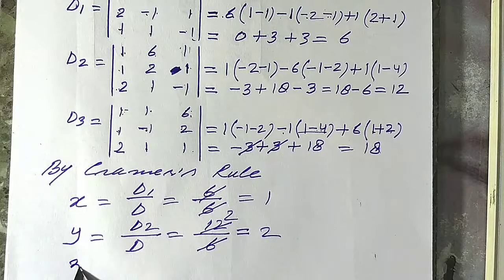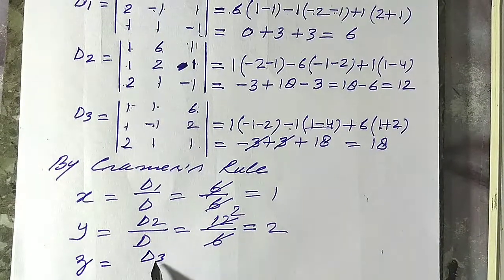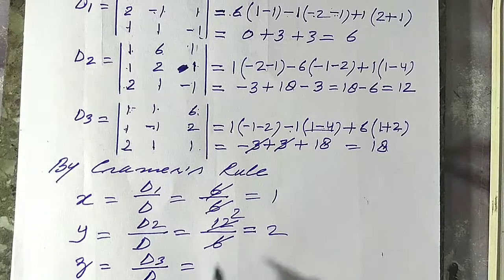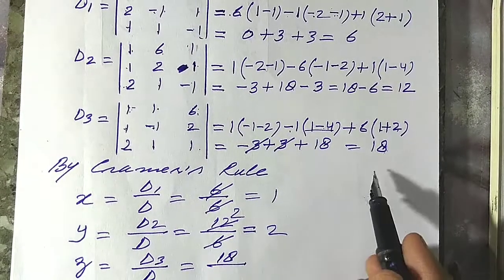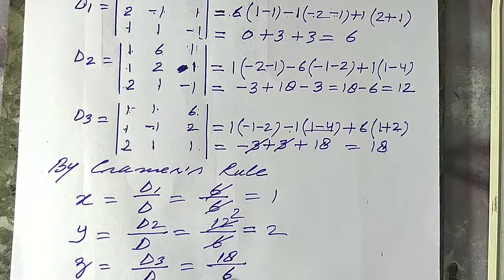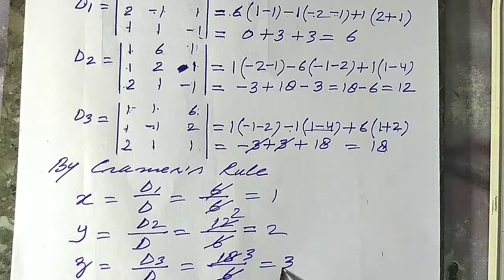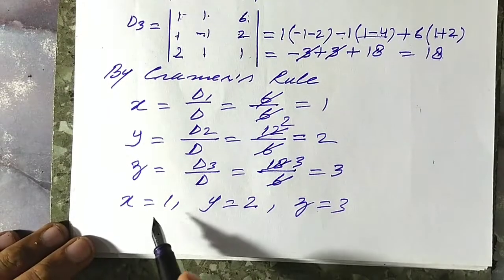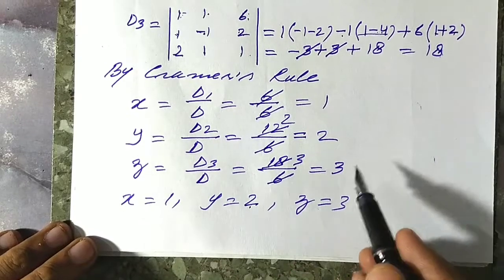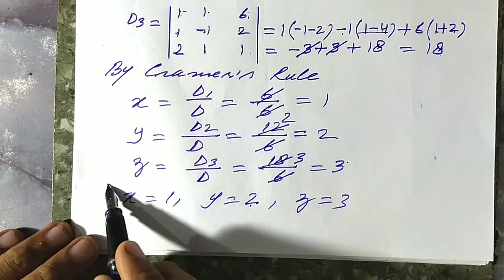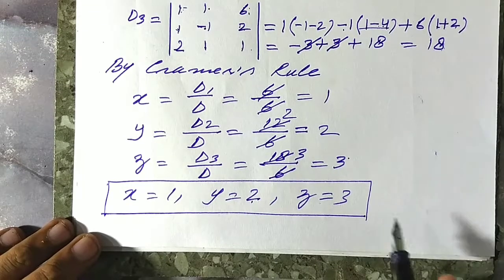And finally Z is equal to D3 upon D, and we have D3 as 18 upon D is 6, so 6 will cancel 18 3 times, 6 3s are 18, and we get 3. So in this way we get X is equal to 1, Y is equal to 2, and Z is equal to 3. This is the required solution of the given simultaneous equations by Cramer's rule.